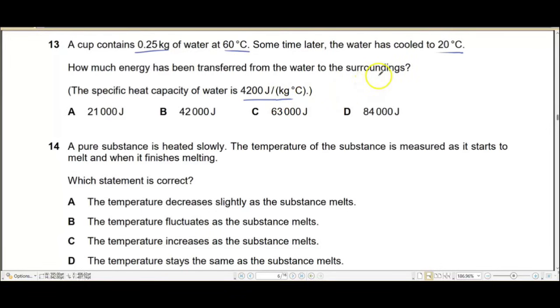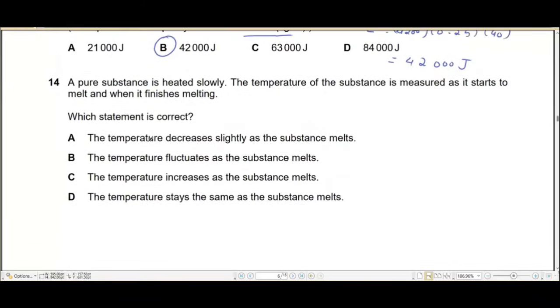So we know that all these entities can be joined together in a formula. Energy is equal to c m delta T. So energy is something we've got to find. The specific heat capacity of water is 4200. Mass is given in kgs, no need to change the units. And delta T, which is the change in temperature, is 60 minus 20, so that's going to be 40. When we multiply all these entities together, we get an answer of 42,000 joules. So B is going to be our correct option. This was a pretty straightforward question.